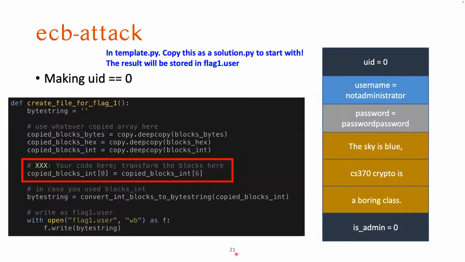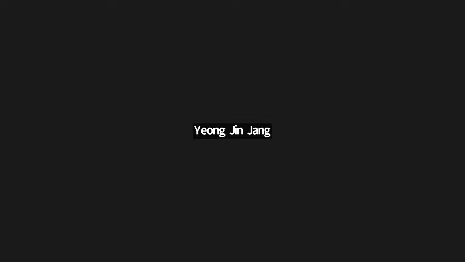And how you can do that is, in the template.py, I prepared all the deep copied data structures here. You will most likely want to play with the blocks int. So you need to modify the copied blocks int, for the blocks and then bytes. The first index chooses the block number, and the second index is the byte number inside of the block. I will describe it in the code, so let's move to the terminal.